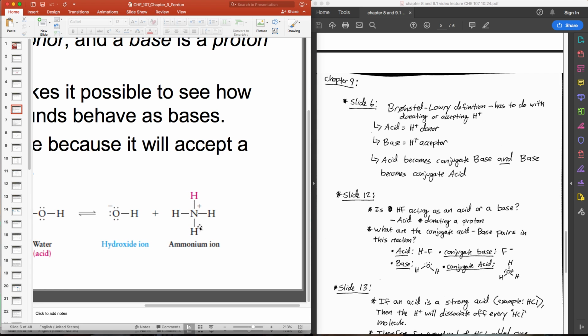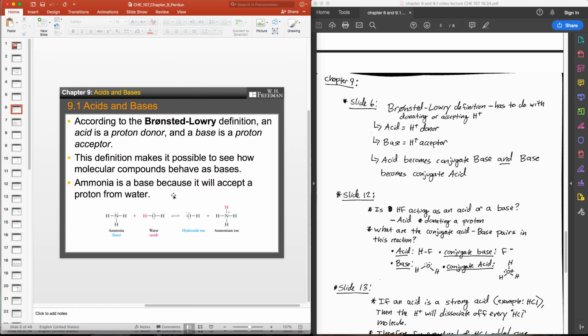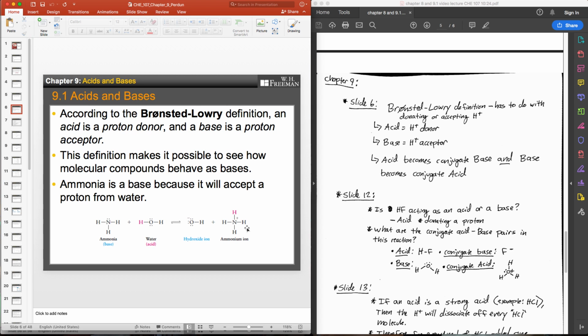Well, now, what can it do? We've got this double arrow right here, which means it can go one way or the other. So now this ammonium ion is a proton donor. Therefore, it is now a Bronsted-Lowry acid by definition. Acids are proton donors. We don't just call it an acid, we call it the conjugate acid. So we have the base, which is the ammonia, and the ammonium ion is now the conjugate acid.